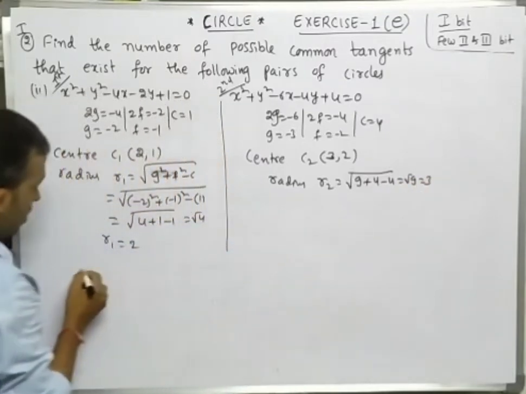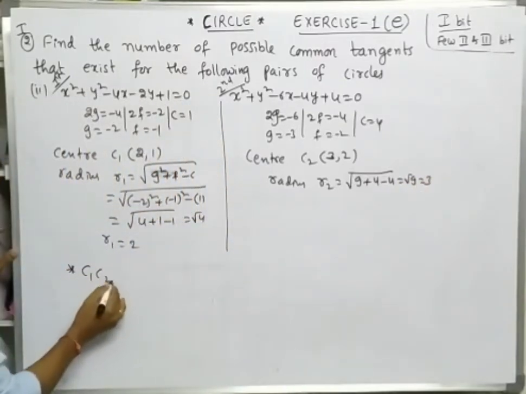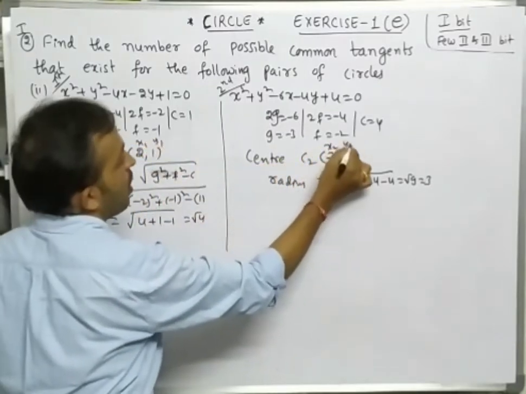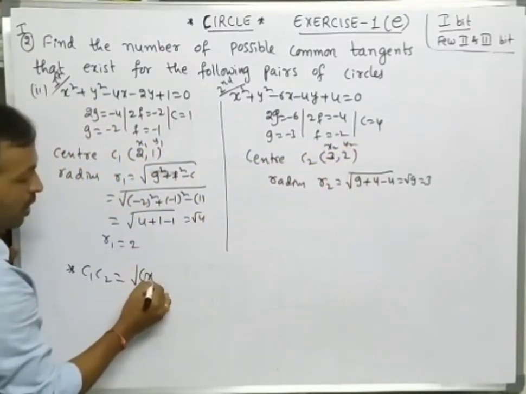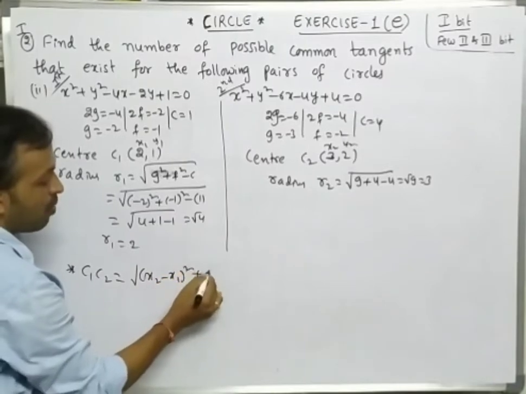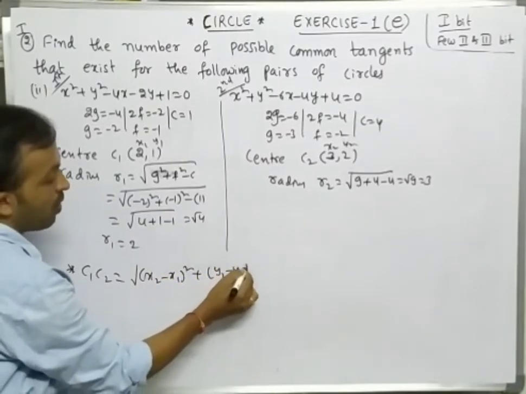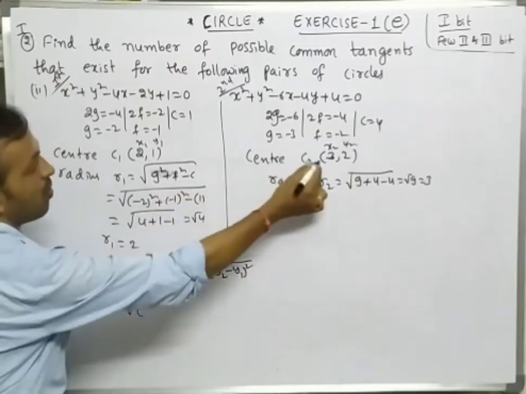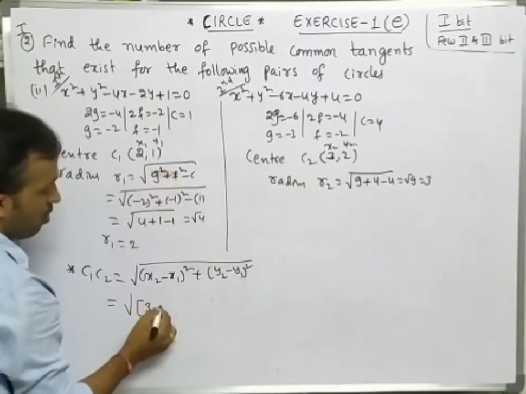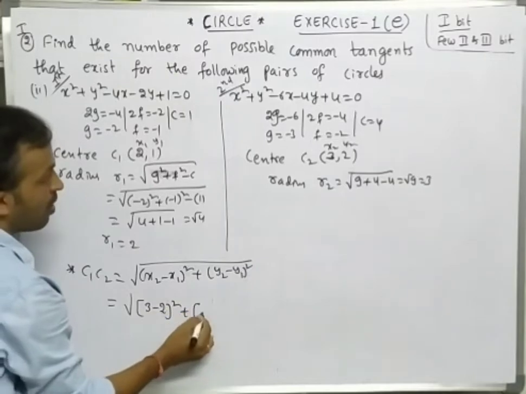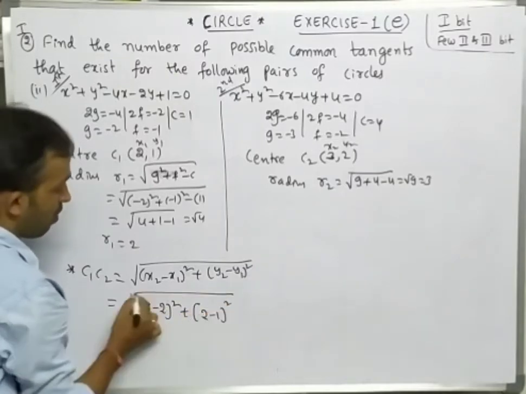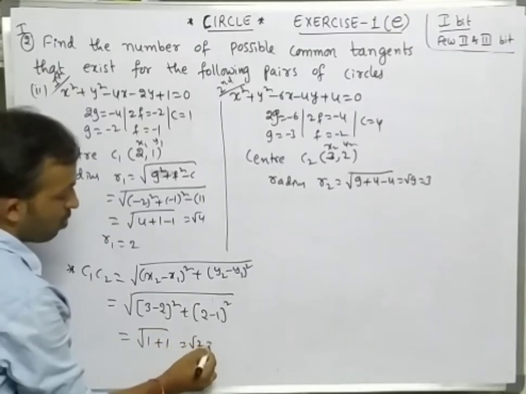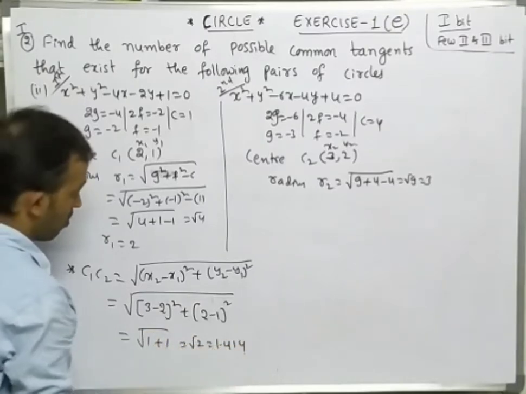Now find the distance between C1 and C2. This is (x1, y1) and this is (x2, y2). The distance is the square root of (x2 minus x1) whole squared plus (y2 minus y1) whole squared, that is the square root of (3 minus 2) squared plus (2 minus 1) squared, that is 1 squared plus 1 squared, 1 plus 1, root 2, that is 1.414.